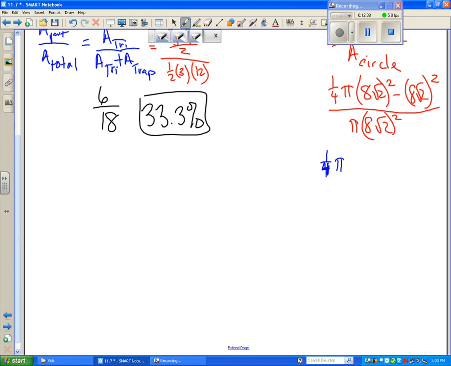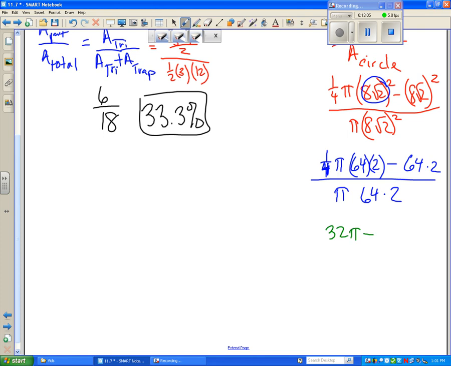So 8 squared, by the way, both of these get squared. 8 squared is 64, square root of 2 squared is 2. Let's just do parentheses, and that means we have the same thing over here, 64 times 2, all divided by pi times 64 times 2. Still simplifying, 64 times 2 divided by 4, let's just go ahead and pull out the calculator, is 32. So the top is 32 pi minus 64 times 2, which is 128. I'm just simplifying as I go, 128 pi.